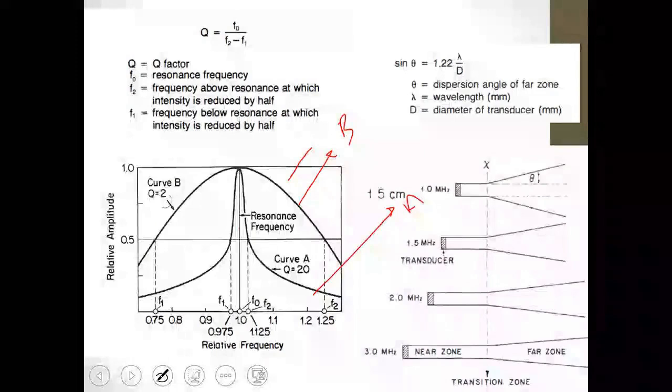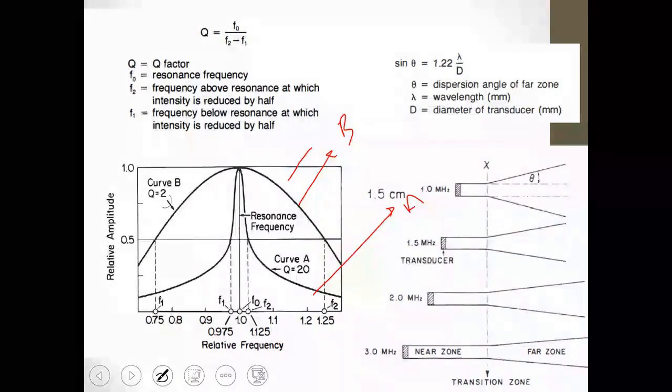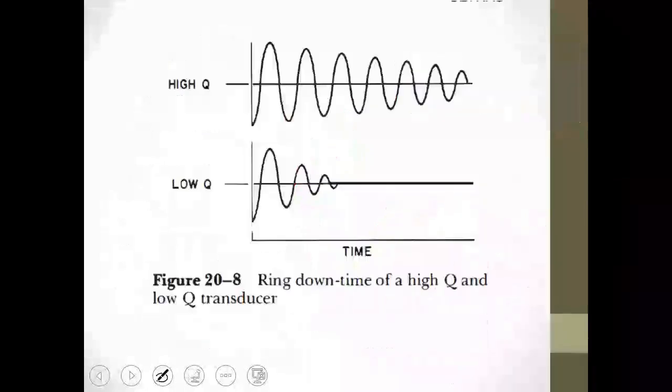This means your bandwidth is large, which means your Q is low. All right? This means that your Q is low, which indicates heavy damping. In the case of the curve where your bandwidth is low and your Q is high, there is light damping. So, that's the explanation.